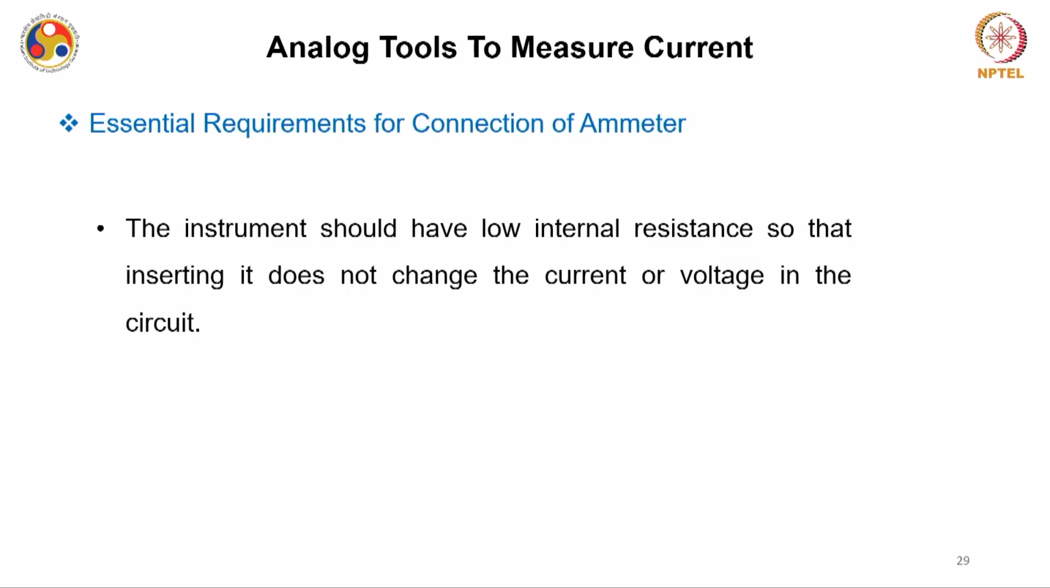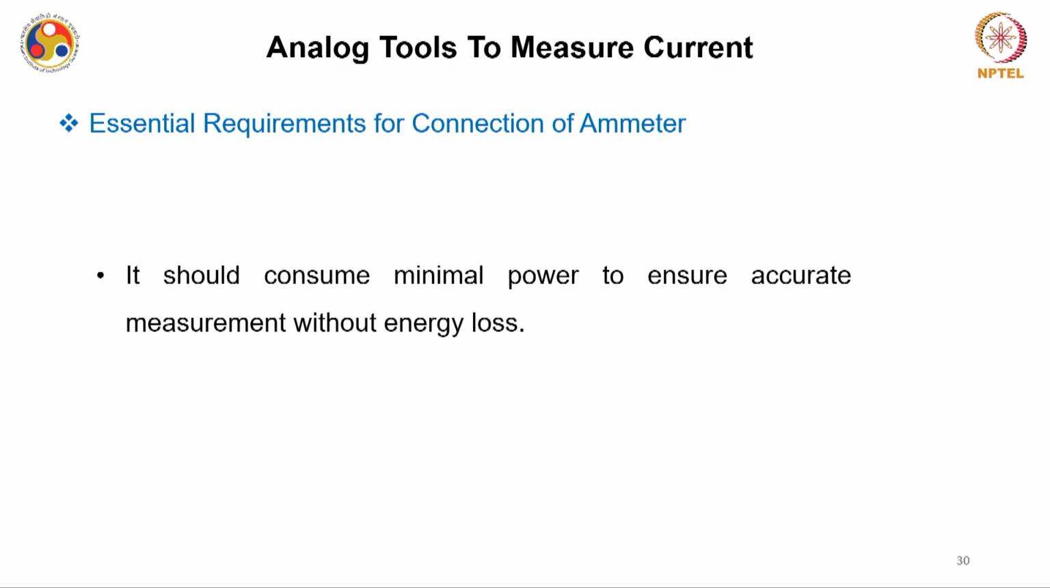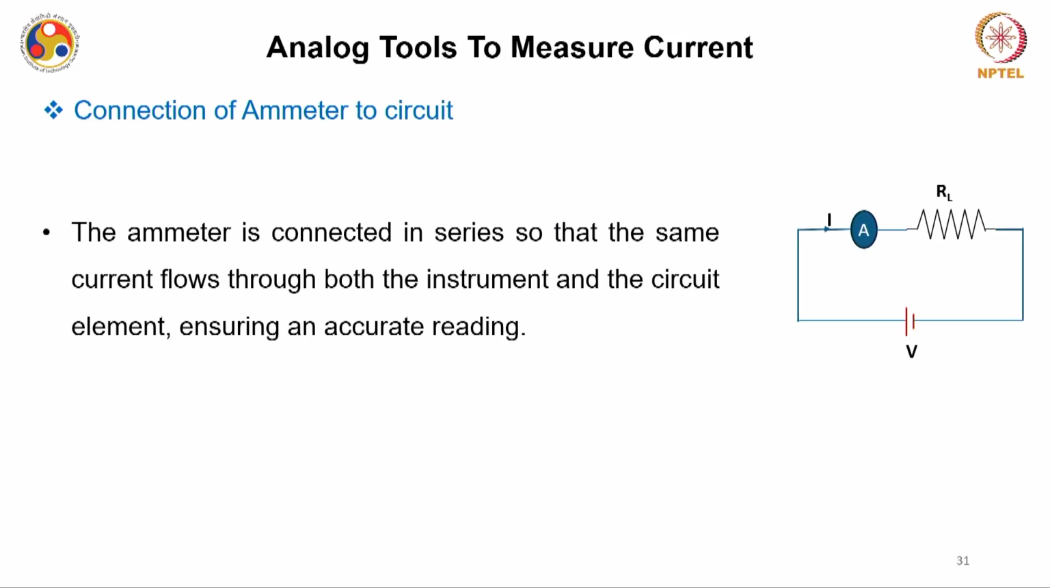Now it will try to come back to its original position. The essential requirement for connection of an ammeter is that the instrument should have low internal resistance, so that its insertion in an external circuit will not change the current or voltage which is already existing in the circuit. It should consume minimal power to ensure accurate measurement without any energy loss. So, this is a typical example of how an ammeter is connected in a circuit.